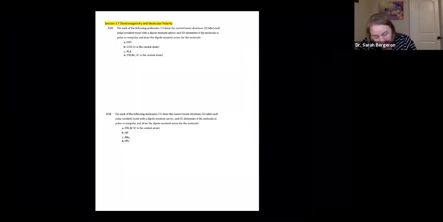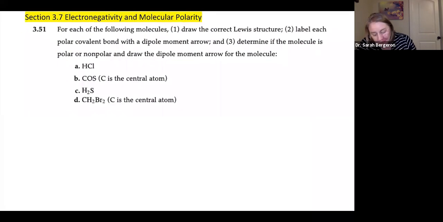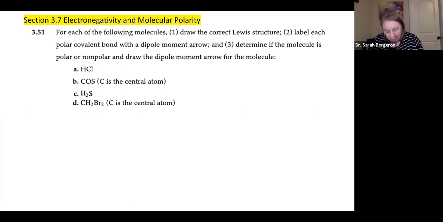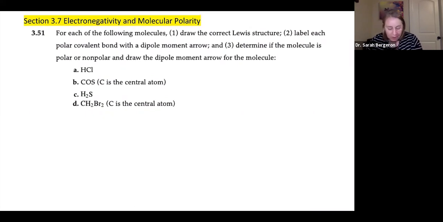And so we're going to do that. We're going to go and look at a couple of in-class problems here, right? So for each of the following molecules, we're going to draw the correct Lewis structure. We're going to label our polar covalent bond with a dipole moment arrow. And then we're going to determine if the molecule is polar or nonpolar and draw the dipole moment arrow for the molecule. Okay, it's not that bad though, really, it's not.